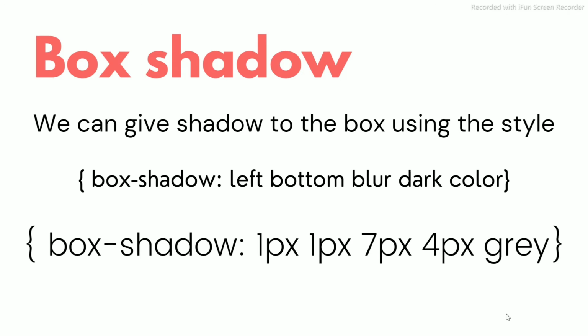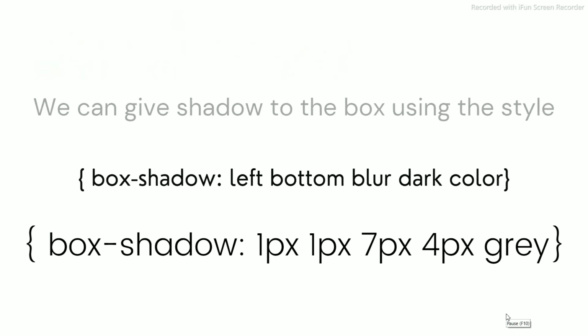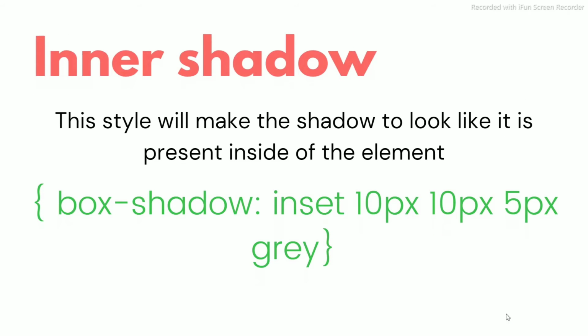We can also create the inner shadow in CSS3. Inner shadow means the shadow which, instead of being displayed outside the borders of the rectangular or square element, is displayed inside it. For that we use the box shadow property with inset. Inset gives the box shadow inside the rectangular or square element. Next, as before, we have a left side pixel, right side pixel, blur pixel and dark pixel. At last we have the color. This is all about the inner shadow.